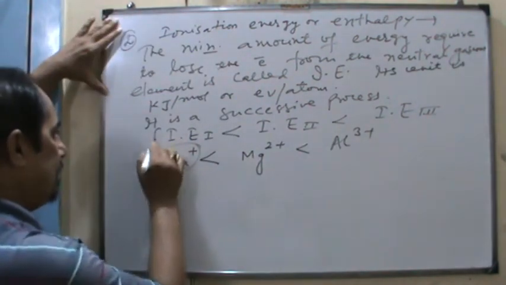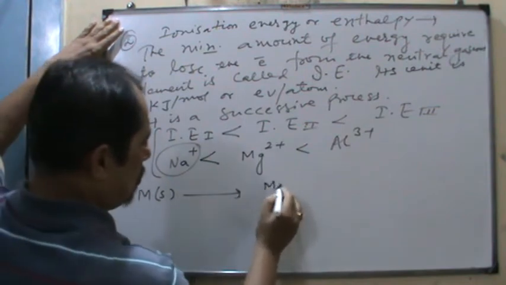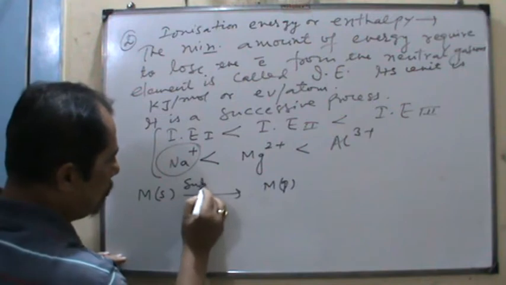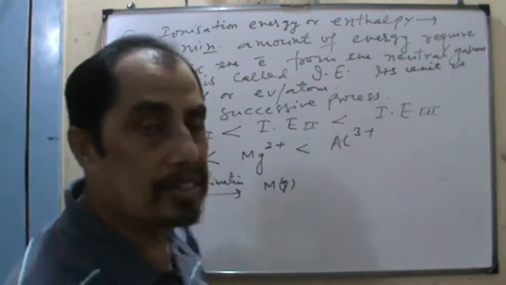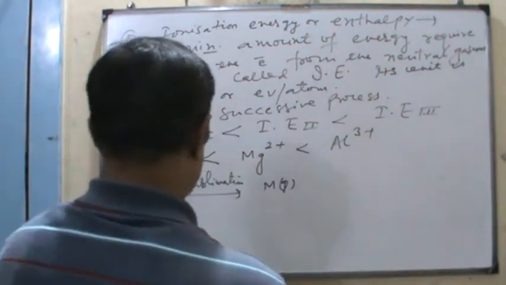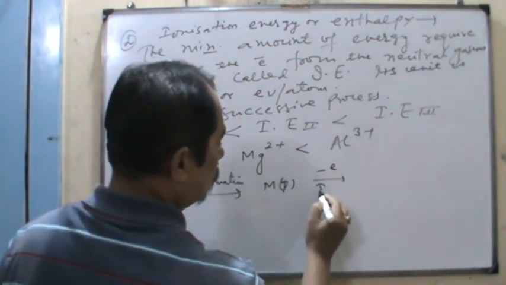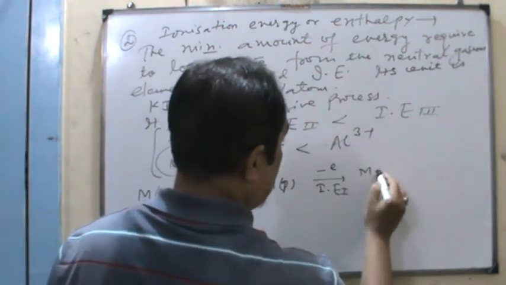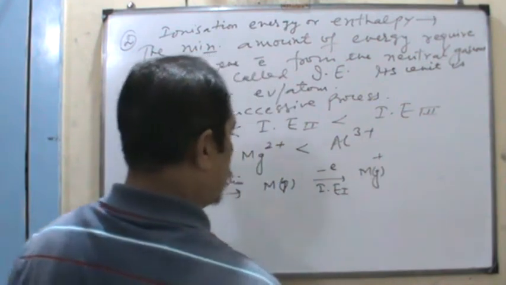That is why if any element is in the solid state, first you convert it into the gaseous state. Whenever any solid substance is directly converted to the gaseous state, it is called sublimation. Now it will lose 1 electron, so it is called ionization energy 1, and then magnesium M, that M is a kind of metal, requires 1 unit positive charge.